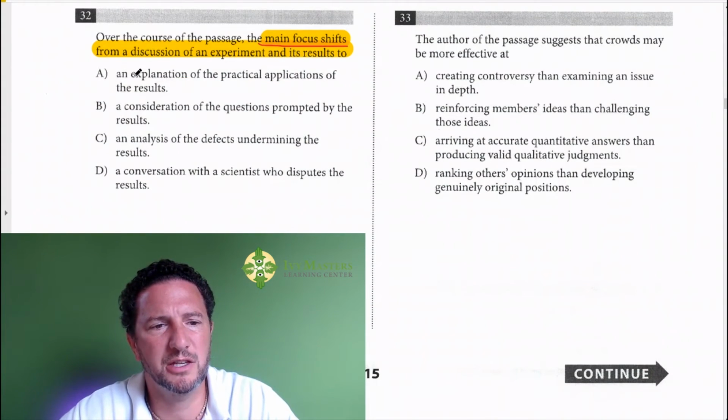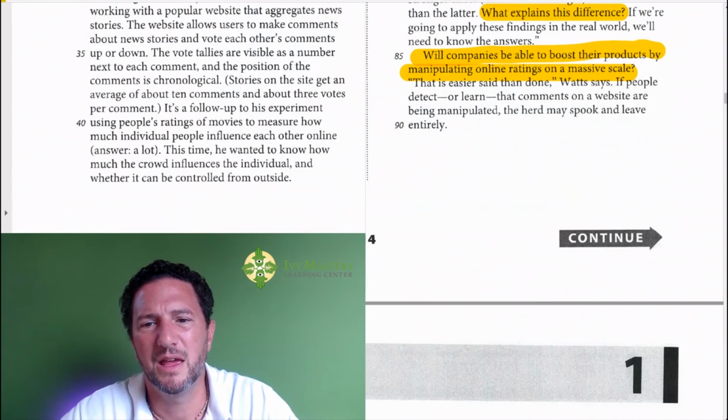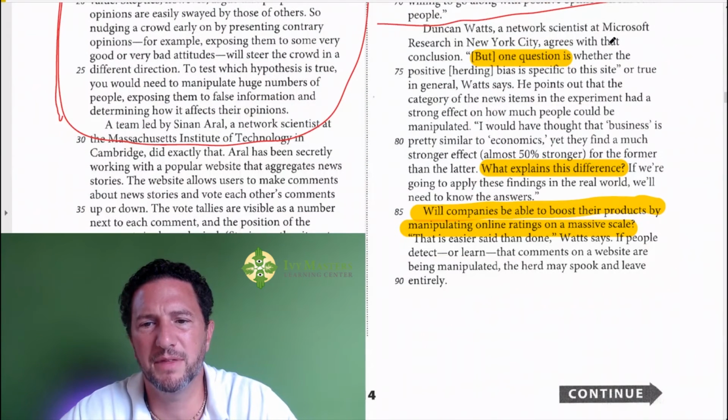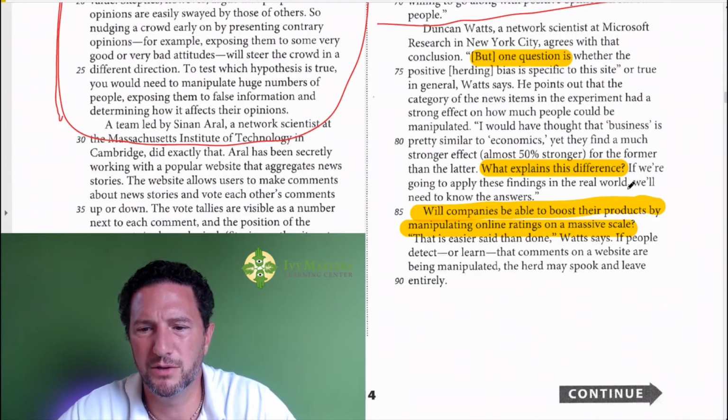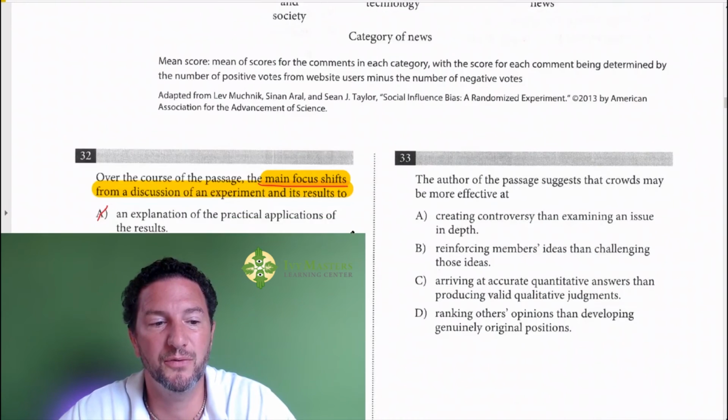So answer choice A, an explanation. The main focus shifts from a discussion of an experiment and its results to an explanation of the practical applications of the results. That's not true. It actually said something about here, in order for people to, if we're going to apply these findings to the real world, that would be a practical application. So they haven't done it yet. They're saying if we do.